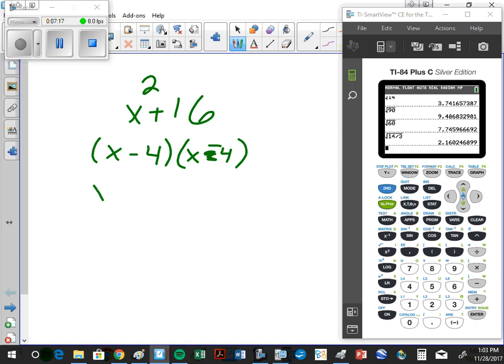When I multiply that out, I get x squared minus 4x minus 4x plus 16. And those do not turn into 0. But when this is a plus, then the second one becomes a plus, and they cancel. So x squared plus 16 does not factor yet. Right? It will, but we're not going to worry about it today.